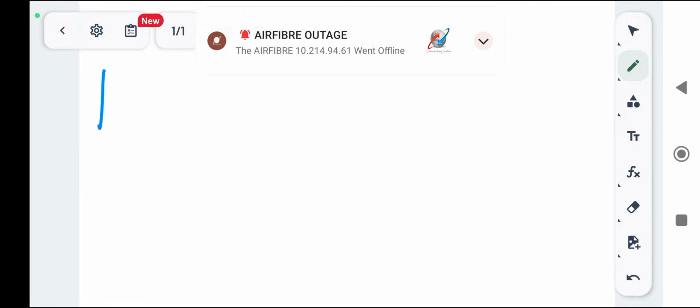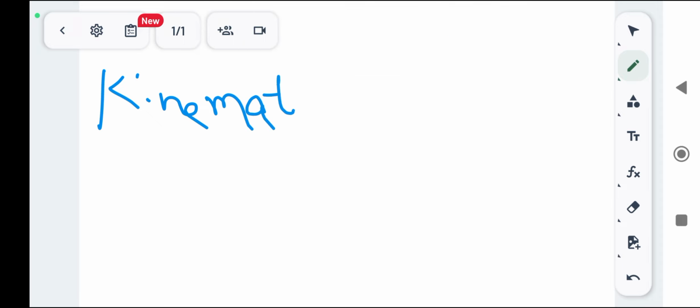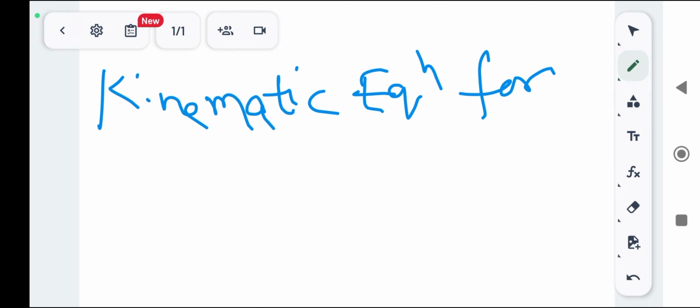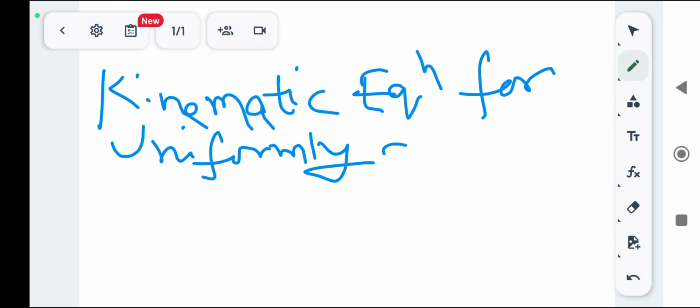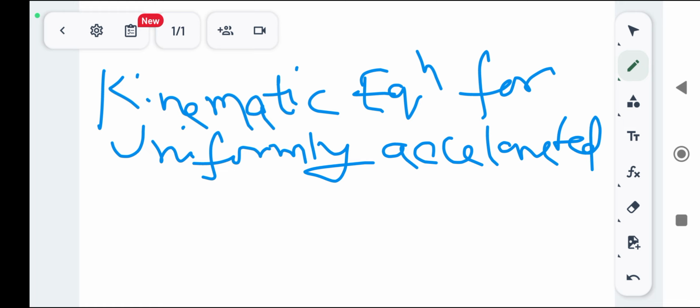Now start your kinematic equation. Now the topic is kinematic equation. Kinematic equation for uniformly accelerated motion.